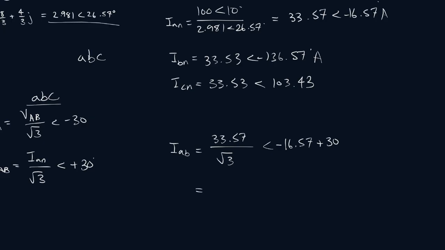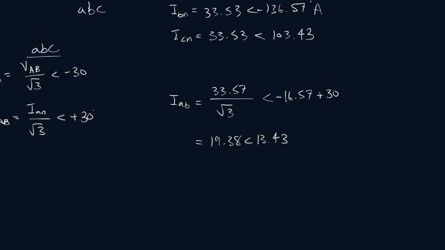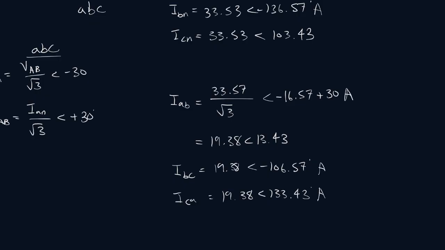So that gives me 19.38 phasor 13.43. That's IAB. For IBC, we just subtract 120 from this, that's phasor minus 106.57 degrees, and then for ICA, again subtract 120, and then you can add 360 at the end, and that's 133.43, and all of these are in amperes. So these are your final answers.